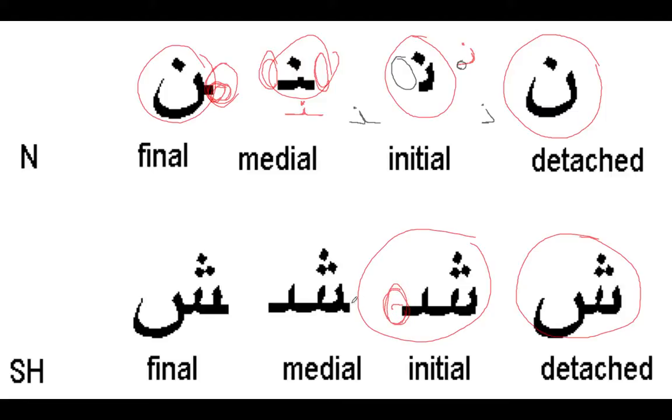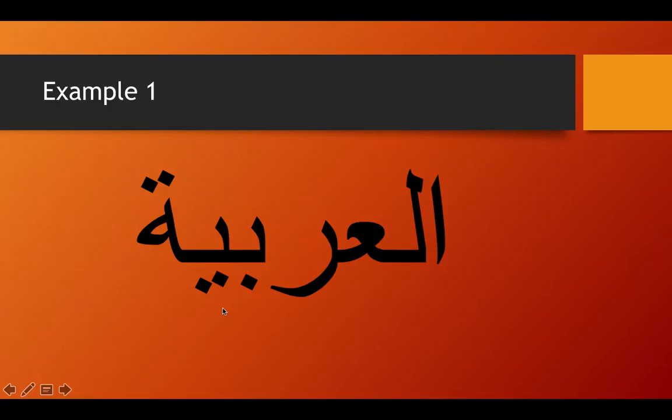Letter Sheen, again, you see the connecting stalk here. We see it over here to write the letter Sheen in the middle of a word, and then to write the letter Sheen at the end of a word, you see the connecting stalk right over here, okay? Right over there. So that is the basic idea on how letters are written like that in a word. So let's start off with a bit of an example.